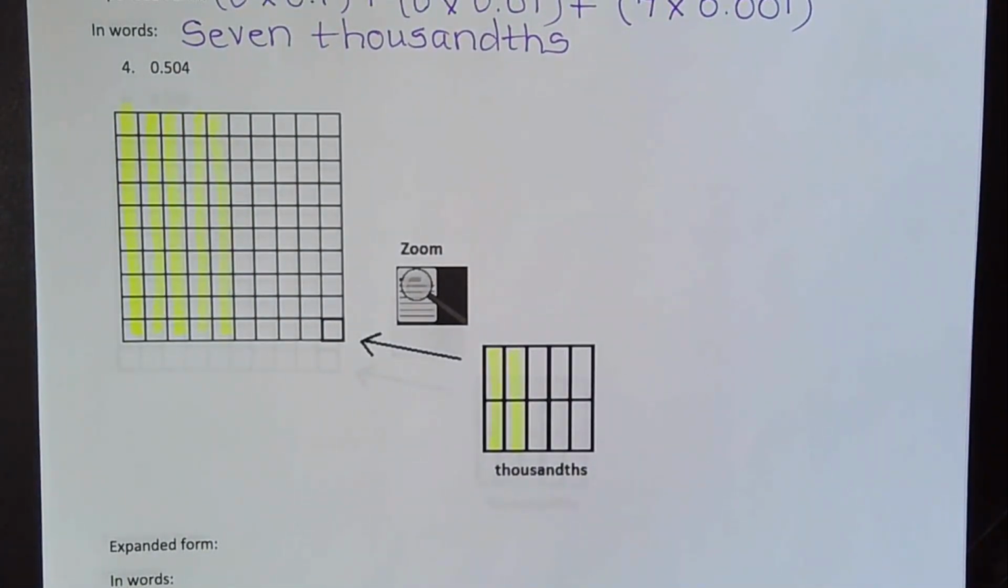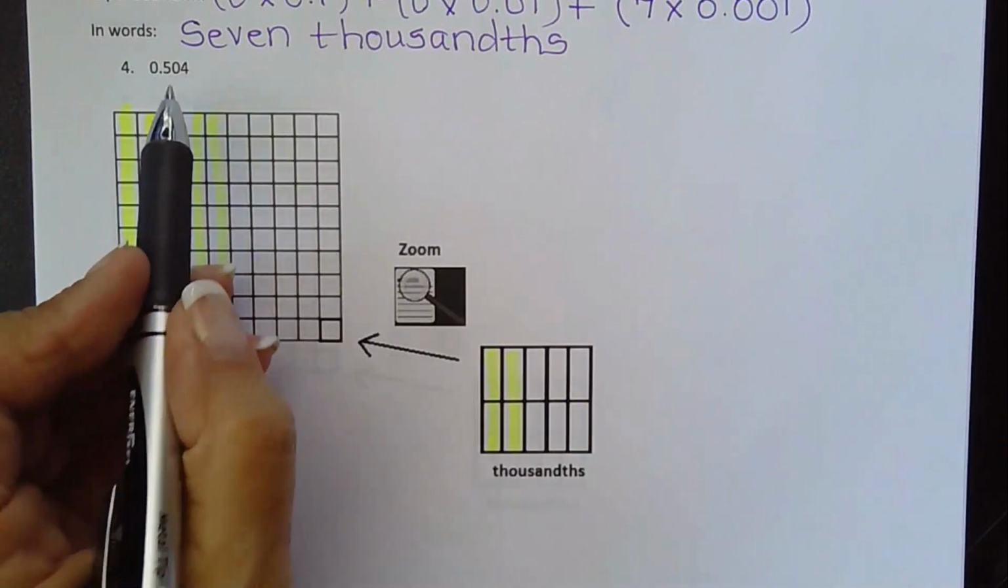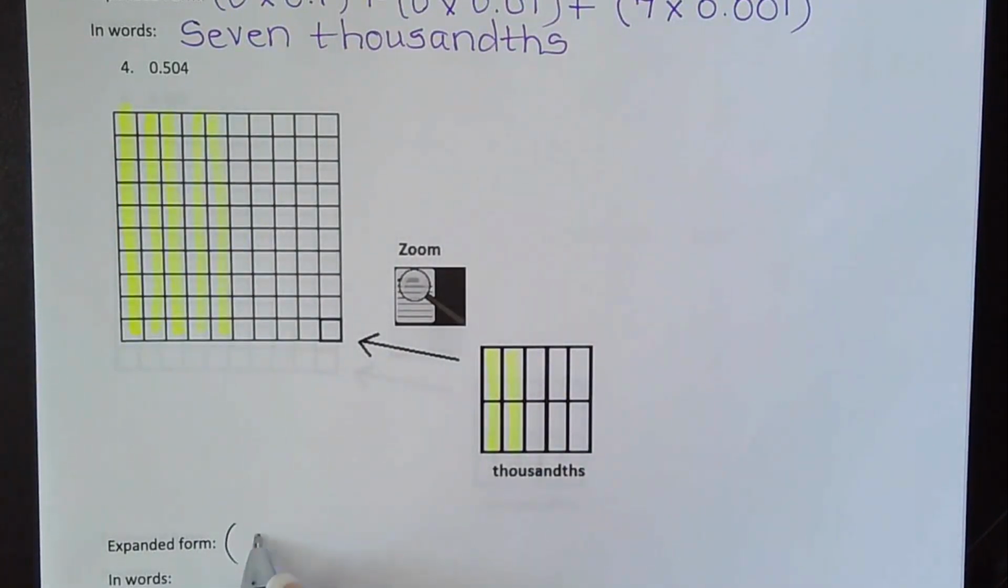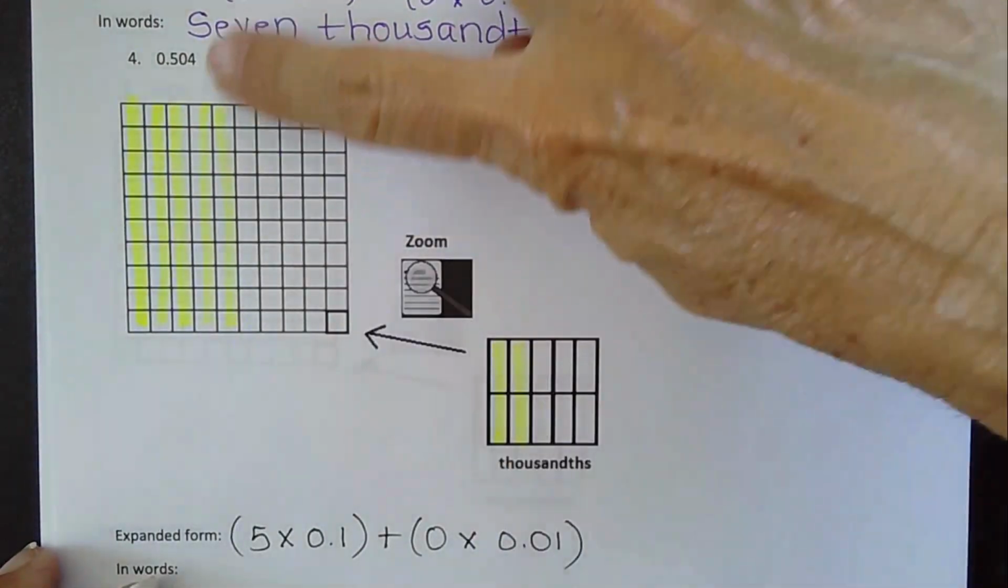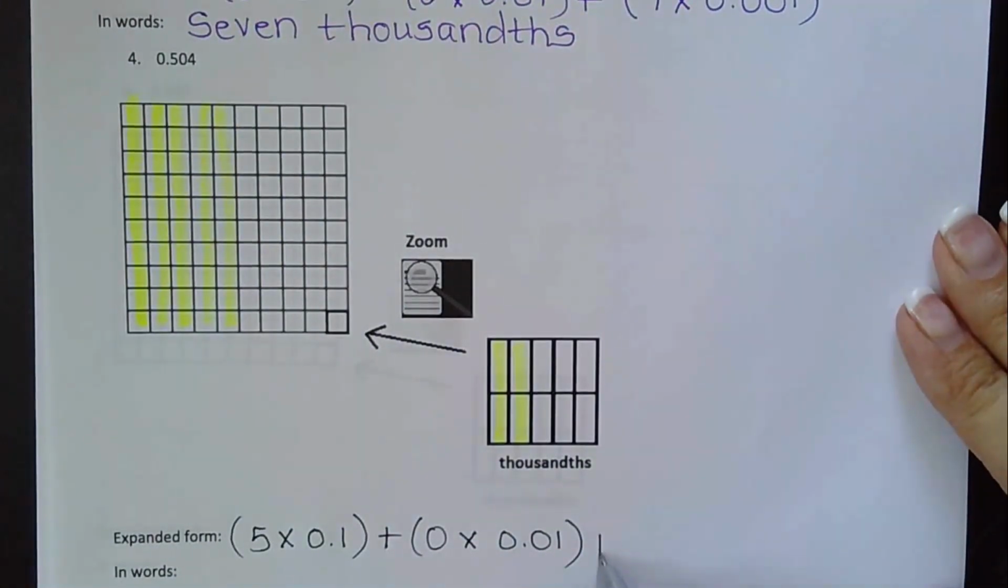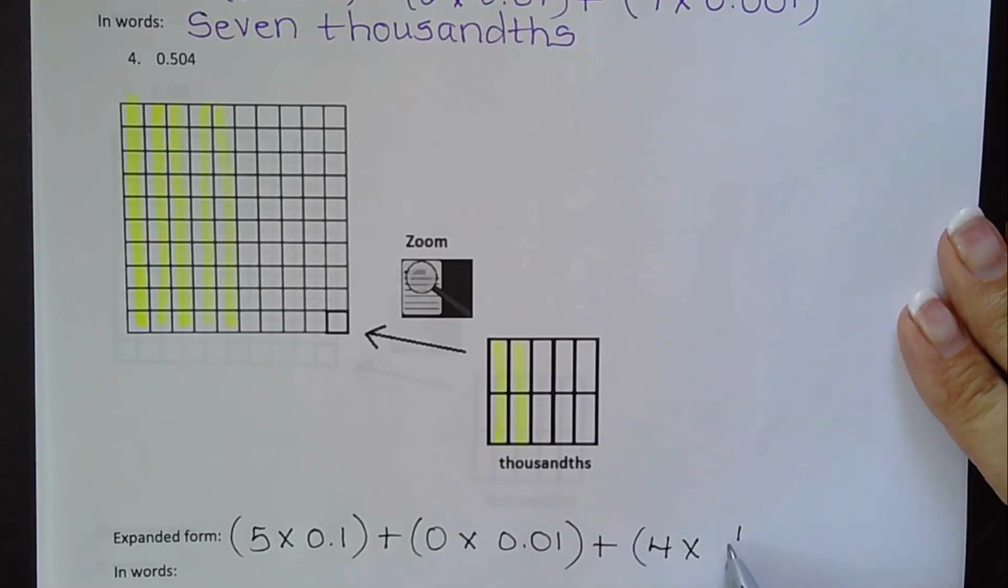So expanding just like we did on the previous ones, 5 is in the tenths place, so we do 5 times 1/10. 0 is in the hundredths place, so 0 times 1/100th, 2 decimal places. And 4 is in the thousandths place, so plus 4 times 1/1000th. Whoops, there I go, reverting back to fractions.